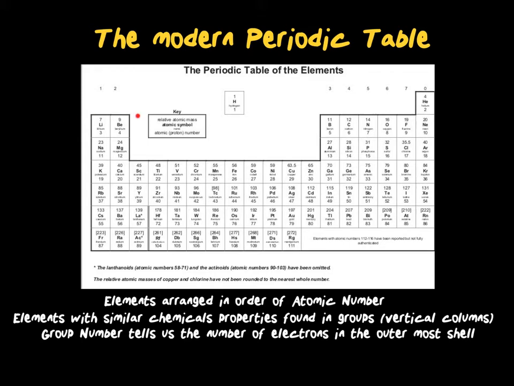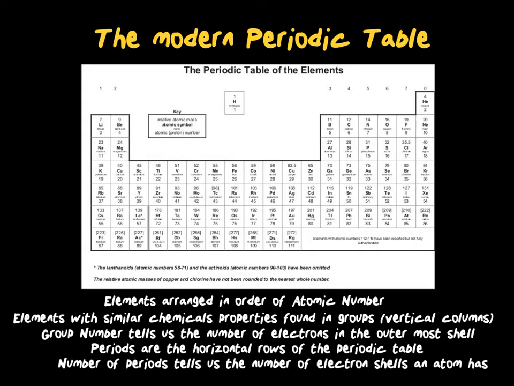The rows of the periodic table are known as periods, with hydrogen and helium being in period 1, lithium, beryllium, etc. being in period 2, and so on. The number of periods tells us the number of shells that each atom has.